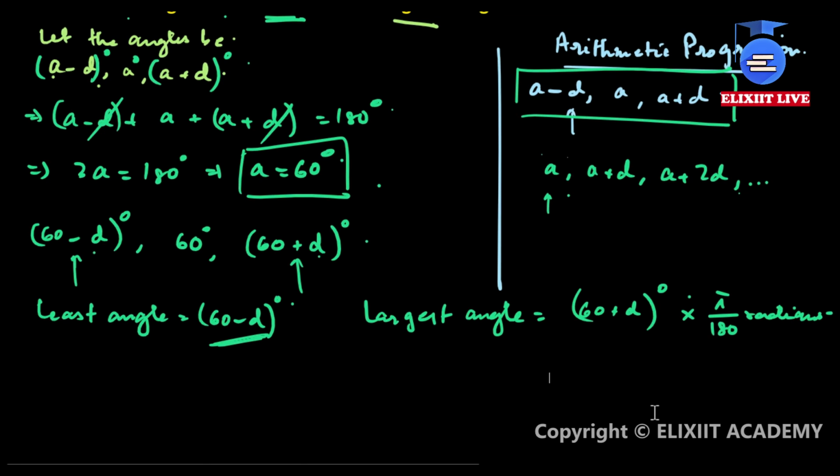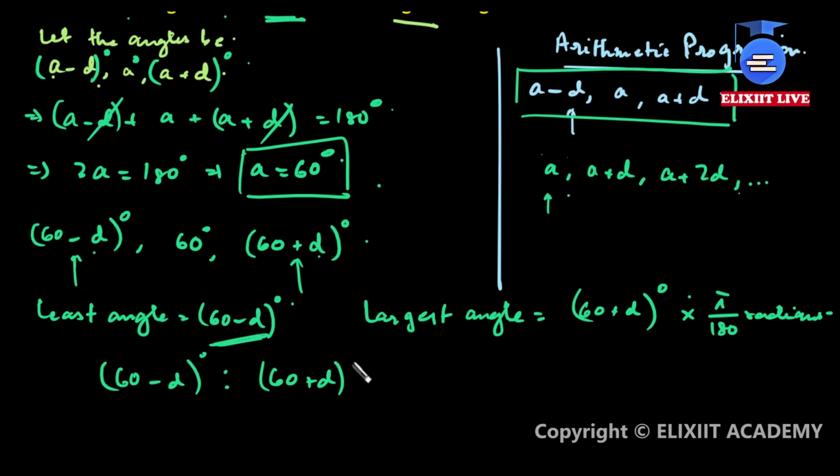Okay. So by this condition, what is given? This ratio is given: 60 minus d is to 60 plus d degrees into pi by 180 radians. This ratio is given to be 60 is to pi. No need to write this. This is overall radians and degrees. Overall, this is what I need to find: 60 minus d is to 60 plus d times pi by 180. Is the language clear to all?